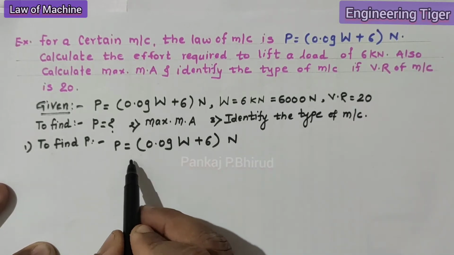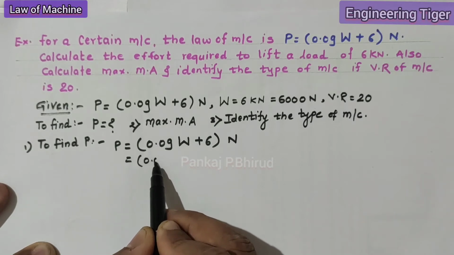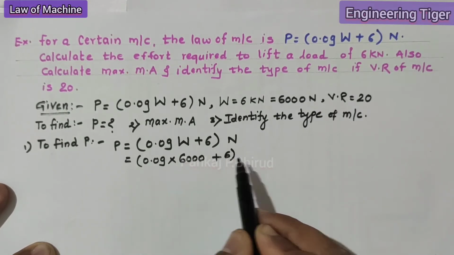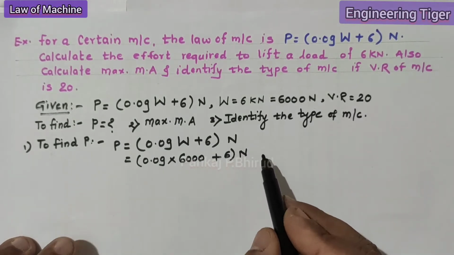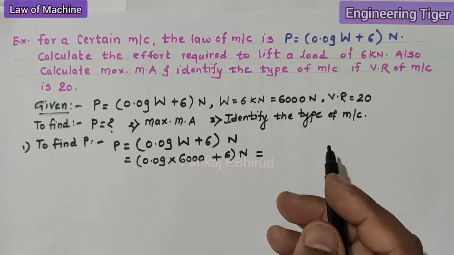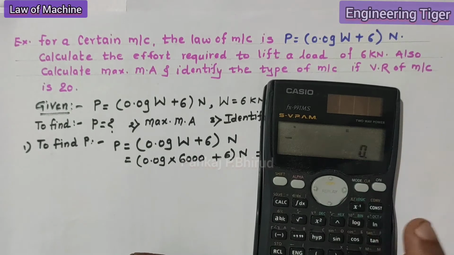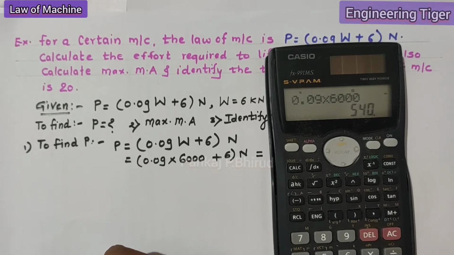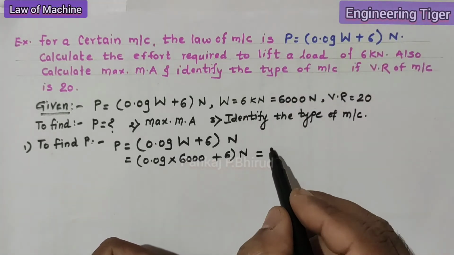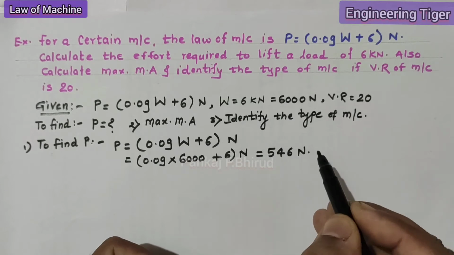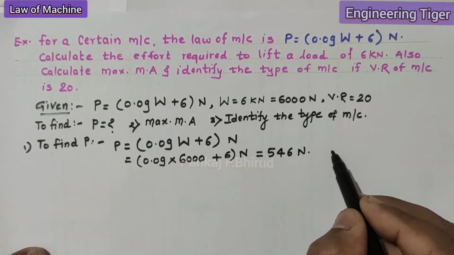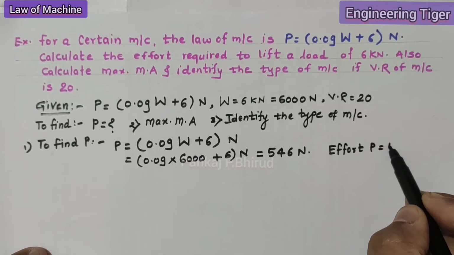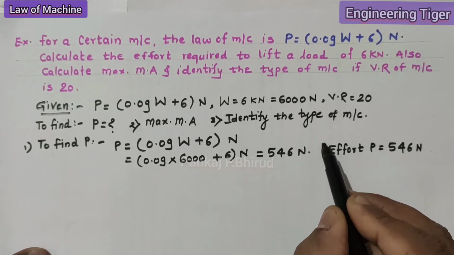Now this W is also given. So 0.09 into 6000 plus 6 Newton, and that is equal to, calculate it, 0.09 into 6000 plus 6, that is 546 Newton. So our first answer is the effort required to lift a load of 6 kilonewton, that is 546 Newton. So this is our first answer.